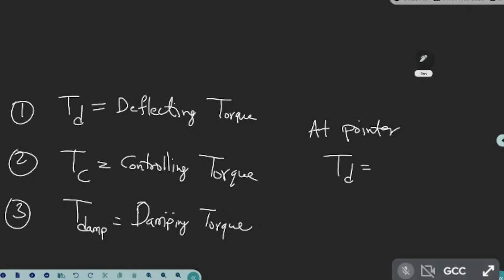TD is equal to TC, you have to remember this. At the pointer where it is showing, for example it is showing at 20, there the deflecting torque is equal to the controlling torque. Compulsory, in any instrument, deflecting torque is equal to controlling torque.